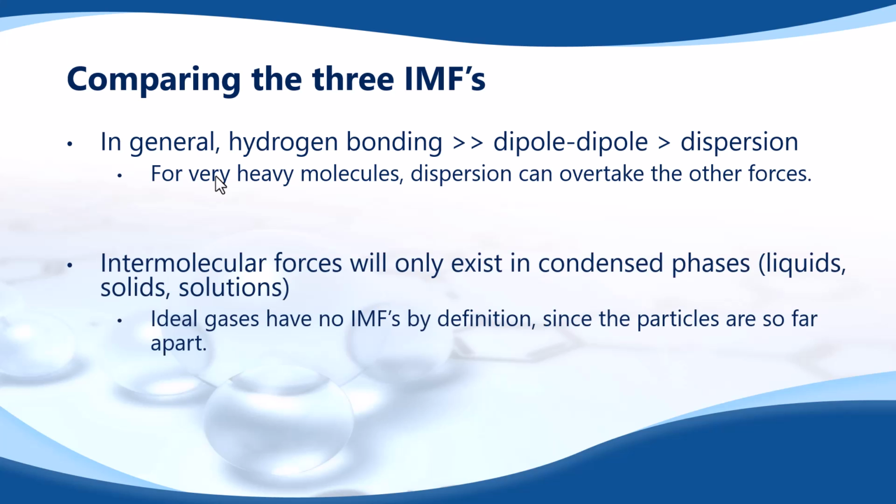One other thing to keep in mind is that intermolecular forces only take place in what we call condensed phases, which are aqueous solutions, liquids, and solids. You will not see intermolecular forces in an ideal gas because one of the properties of an ideal gas is that the particles are so far apart, they have no attractive forces whatsoever. Now, one of the things we're going to talk about later in this unit is the difference between an ideal gas where intermolecular forces don't exist and a real gas where intermolecular forces do kind of exist.